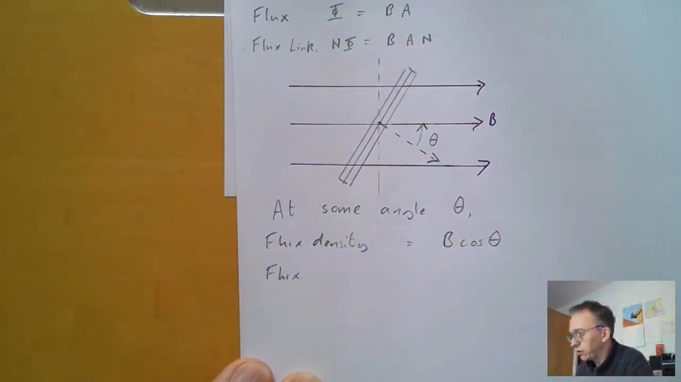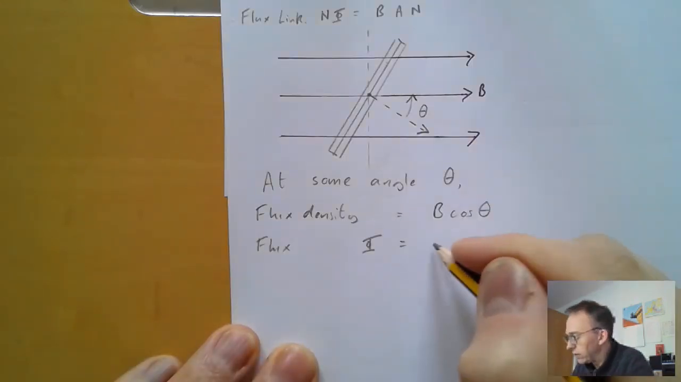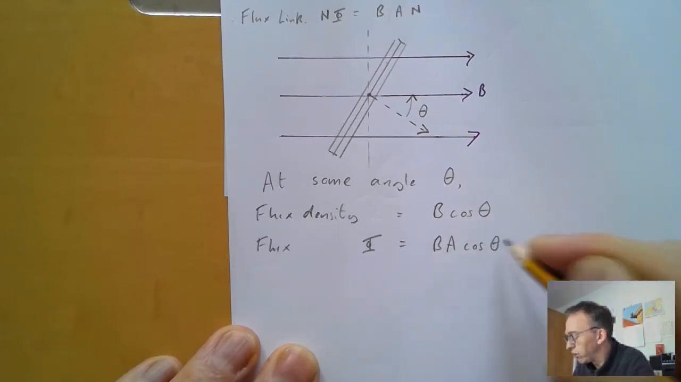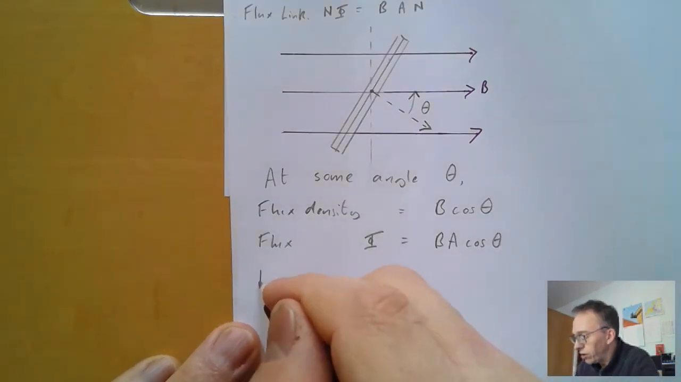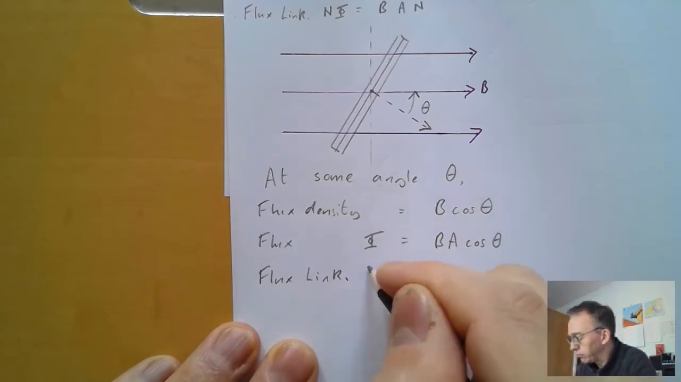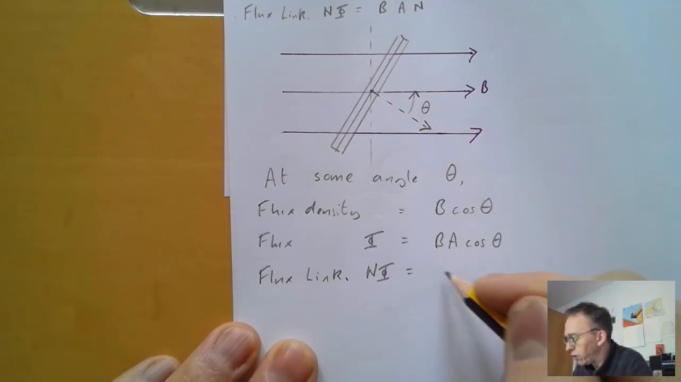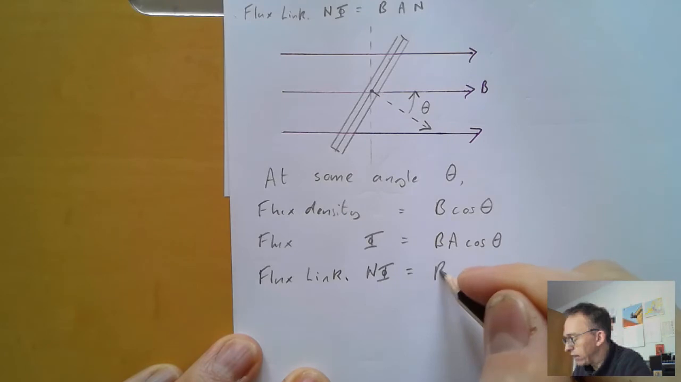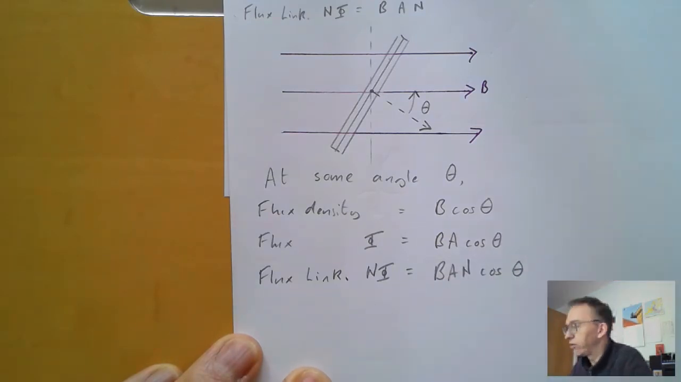Then the flux phi is B times A cos theta, which is the same thing as B cos theta times A. The flux linkage, N phi, is equal to B cos theta times A times N, which is going to be B A N cos theta.